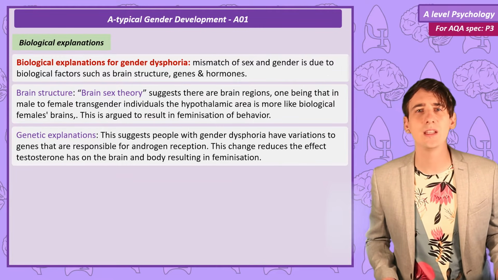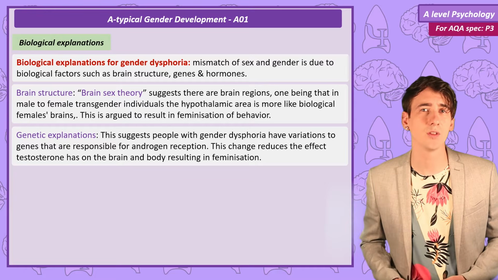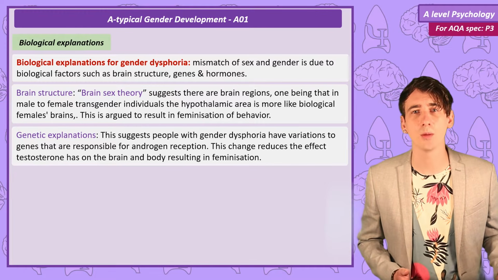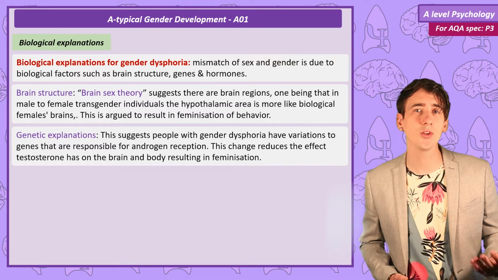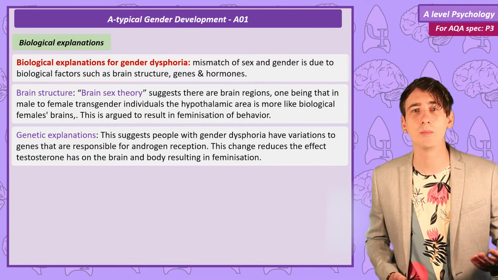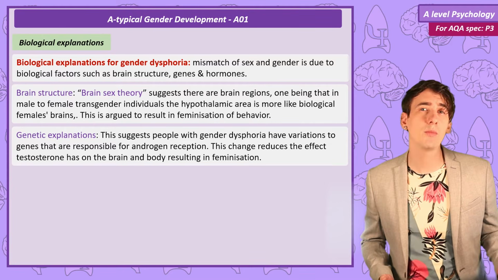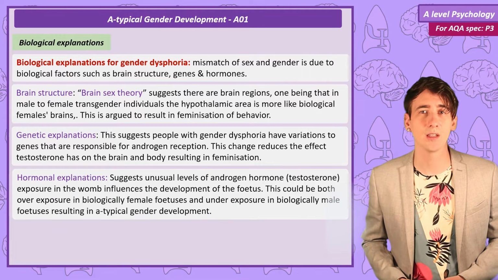So perhaps a gene that leads to the changes we see in the hypothalamus, or levels of hormones the body produces. For example, less testosterone produced leading to more feminine behaviour in males. The mother's hormonal levels might also play a part in gender development.